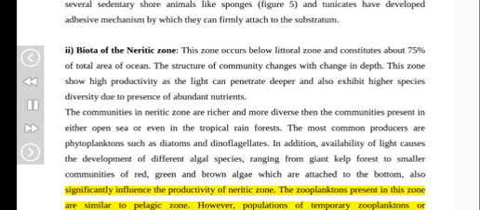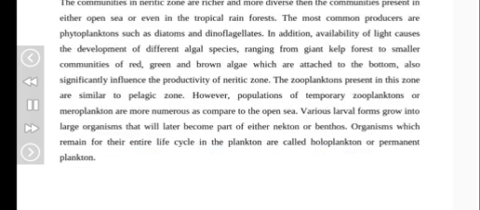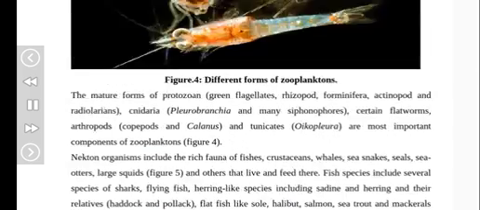The zooplanktons present in this zone are similar to the pelagic zone. However, populations of temporary zooplanktons or meroplankton are more numerous as compared to the open sea. Various larval forms grow into large organisms that will later become part of either nekton or benthos. Organisms which remain for their entire life cycle in the plankton are called holoplankton or permanent plankton. Figure 4. Different forms of zooplanktons.